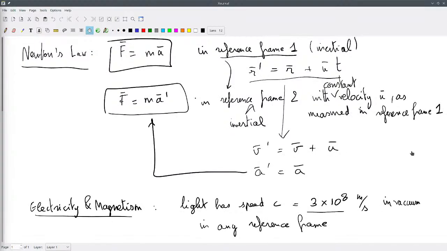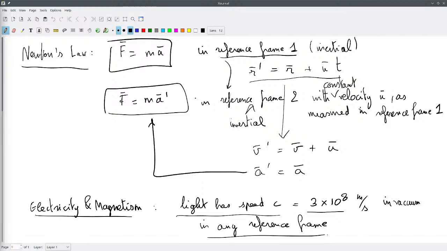Now, how do we reconcile that with the change in coordinate systems in Newton's law, while still maintaining that this statement has to be true in all reference frames?